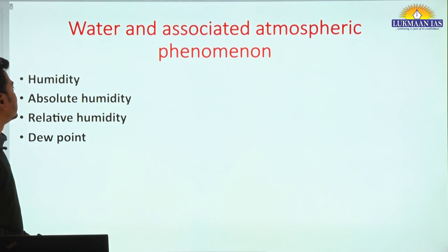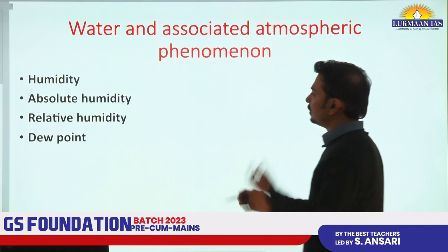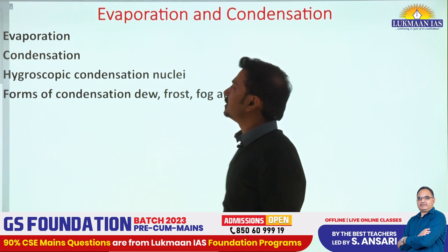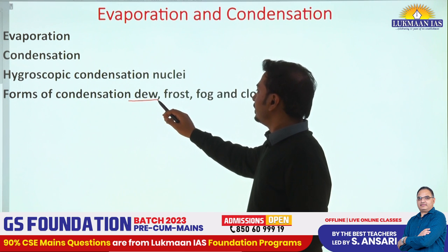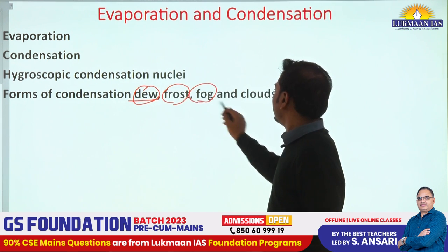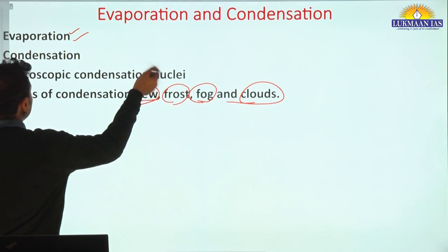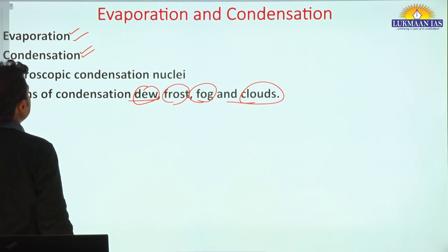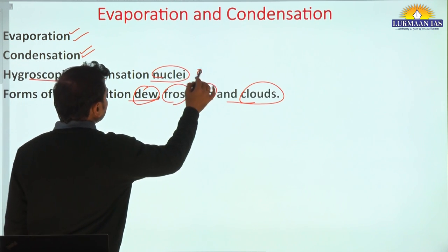Okay. Now, water and associated atmospheric phenomena. Briefly, I will explain some concepts here because many times students do not understand them. So: evaporation, condensation, hygroscopic condensation nuclei, forms of condensation, dew, frost, fog, clouds. We all know that at 100 degrees temperature, evaporation starts. If it goes to 100 degrees and below, what happens? Condensation. All that condensation requires is hygroscopic nuclei and a solid surface.